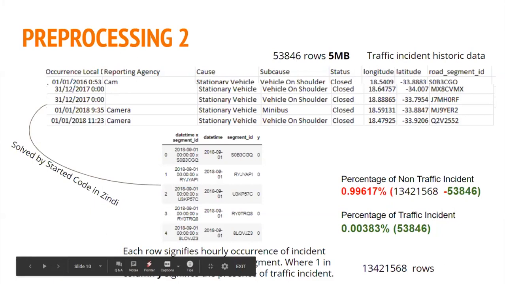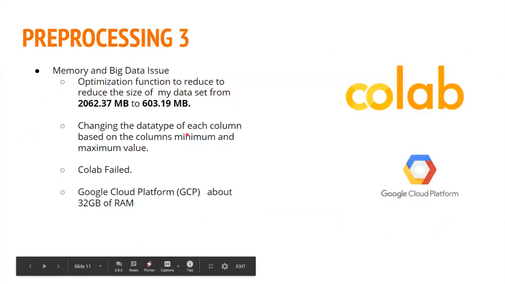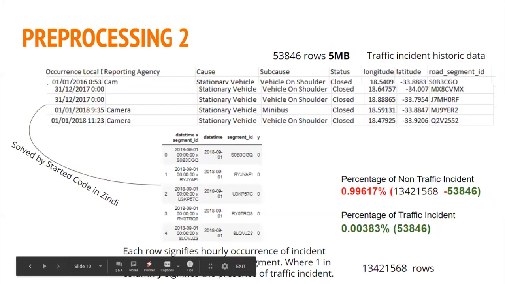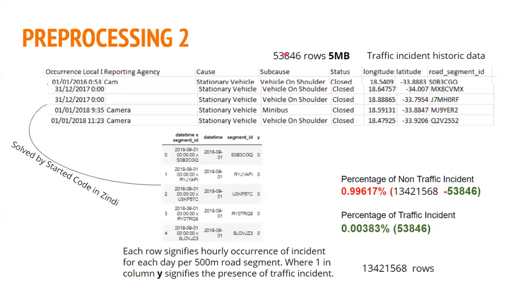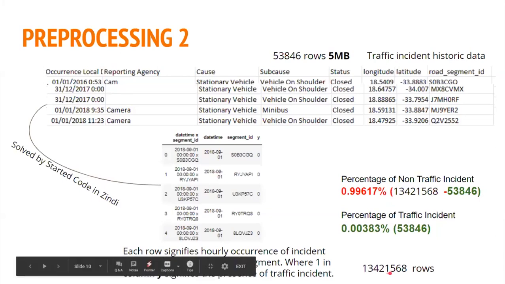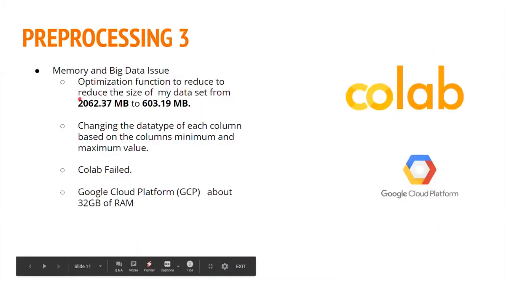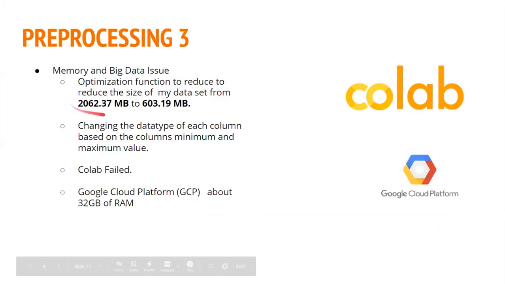Then, moving forward, how do we solve the memory issue? Remember, I said our data was previously about 53,000 rows, and it became 13 million rows. From 5 MB, it came to 2 gigabytes. The 13 million rows of data resulted in about 2 gigabytes. So now, how do we train on 2 gigabytes of data when we have limitations on our local machine?